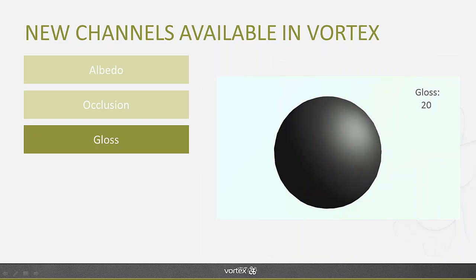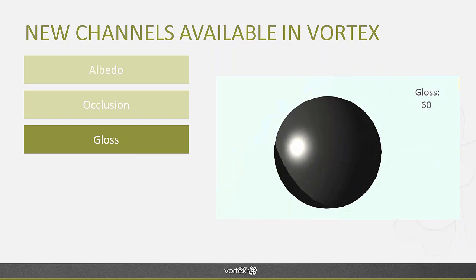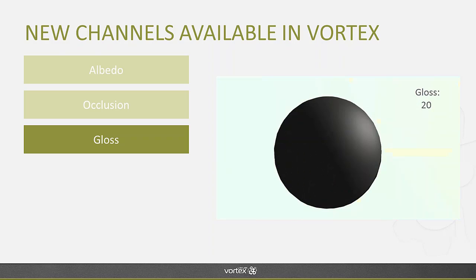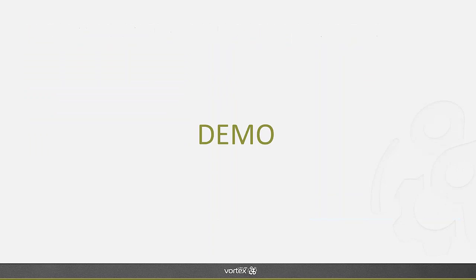Now the final new channel available in Vortex 6.7 is the gloss channel. The gloss channel defines how light that is shined on your model is spread on it. So a lower gloss value will spread the light more evenly on the surface, whereas a higher gloss value will reflect light in a more precise, more pinpointed way. This is typically used in conjunction with the specular channel, which defines how much light your model actually reflects.